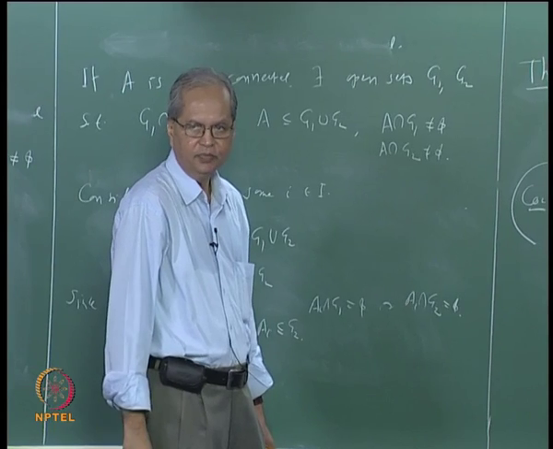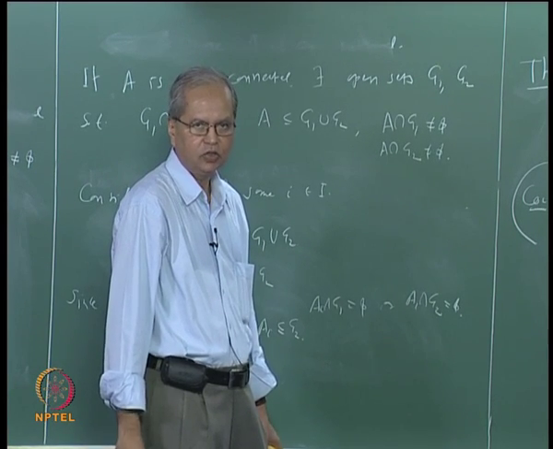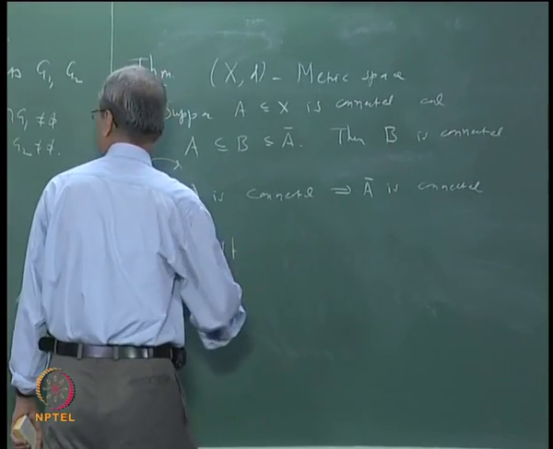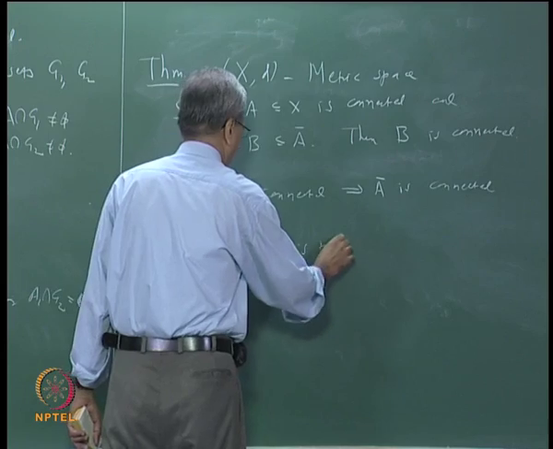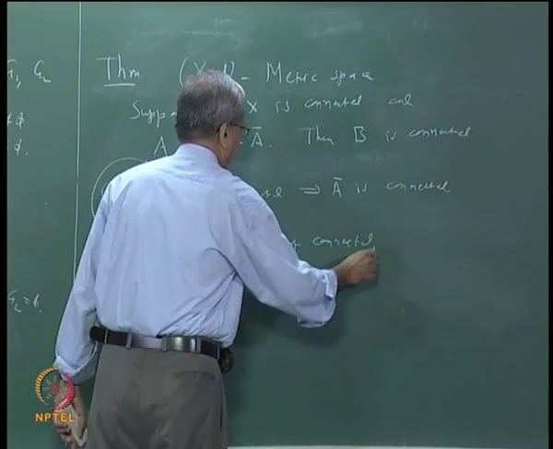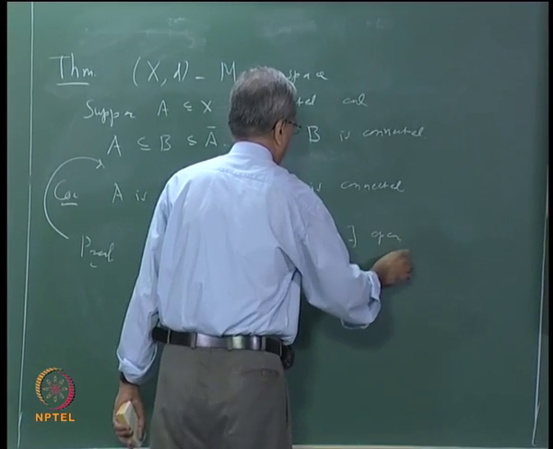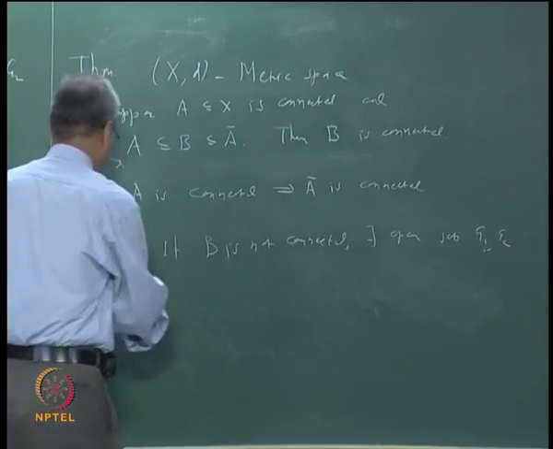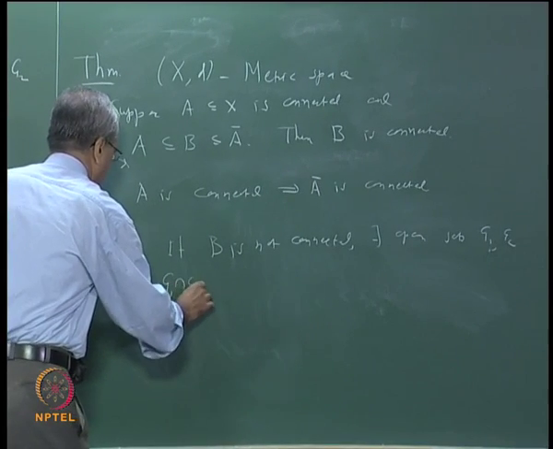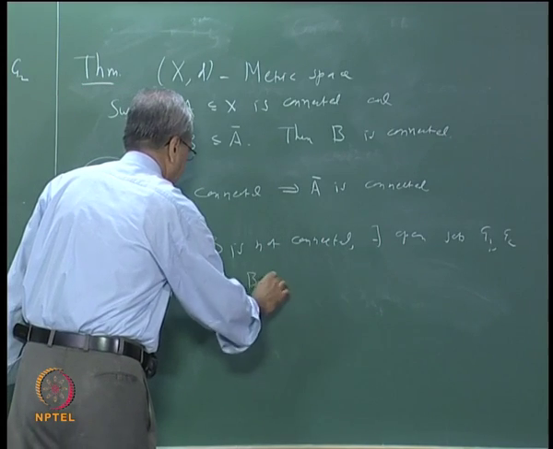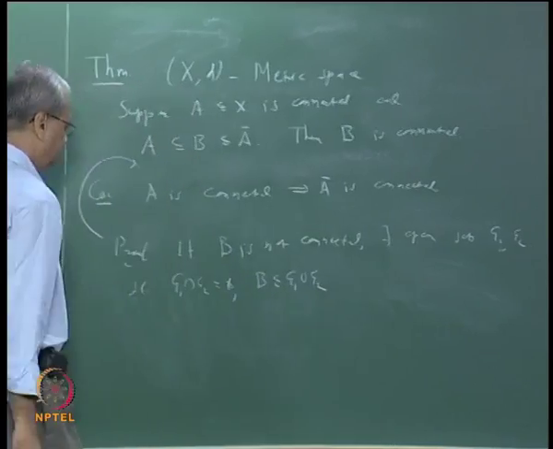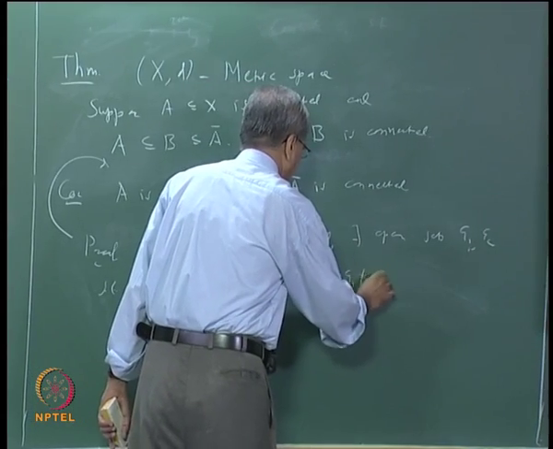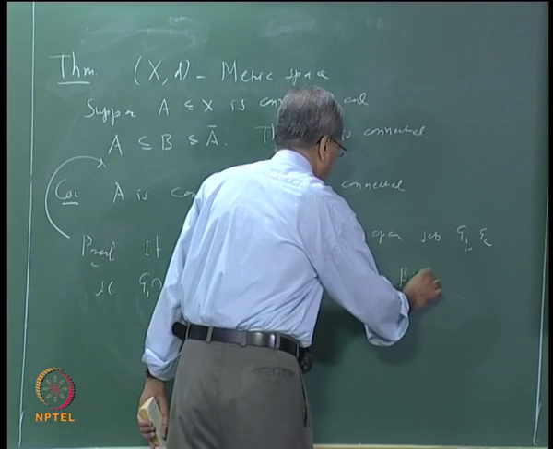We need to show that B is connected, so we start with the usual way. If B is not connected, then there should exist two open sets G1 and G2 such that G1 intersection G2 is empty, B is contained in G1 union G2, and B intersection G1 is non-empty, and B intersection G2 is also non-empty.